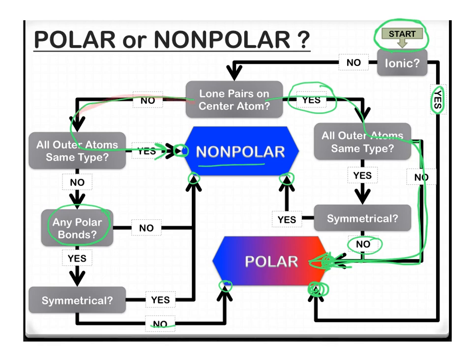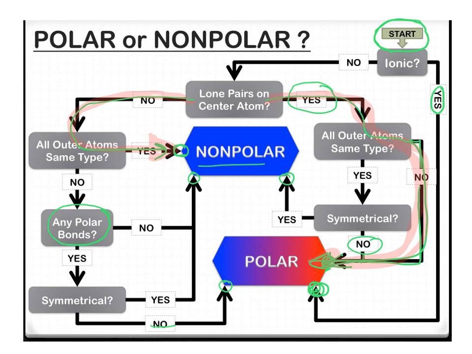All outer atoms the same type and no lone pairs. This first pathway is a common one to getting a nonpolar molecule. The second pathway here, which looks a little bit longer, but it's not. It's still just two questions. Lone pairs on the central atom and not the same outer atoms gives us a polar molecule.